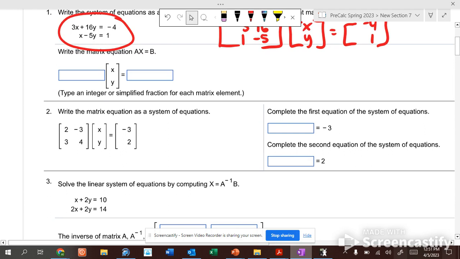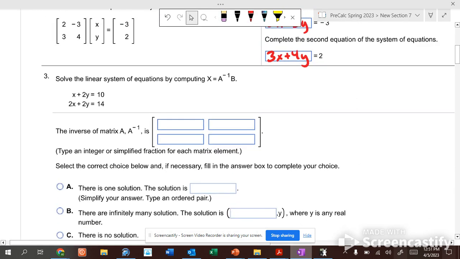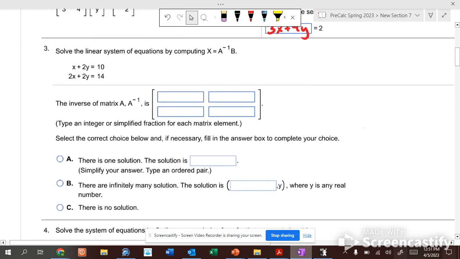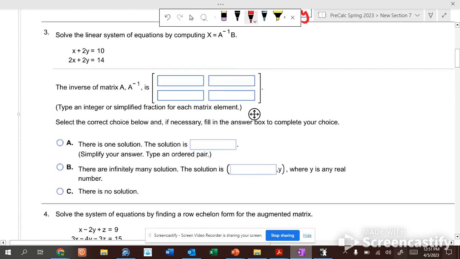So they ask in the second question, what would the equations be? Well, remember, in multiplication, we take a row by a column. So it's 2x minus 3y equals negative 3. 2x, Mr. Bierschbach, thank you. And then 3x plus 4y equals 2. Okay, that's your equations. And now they say solve this. So we're going to solve this.